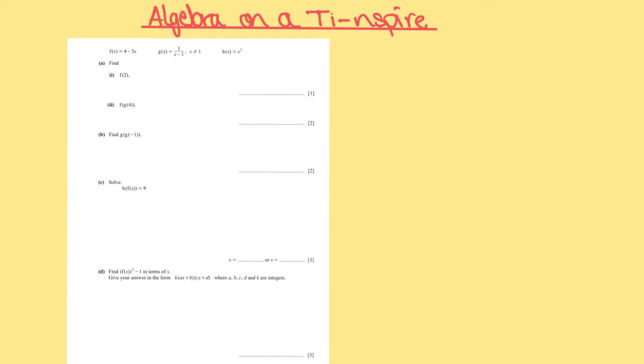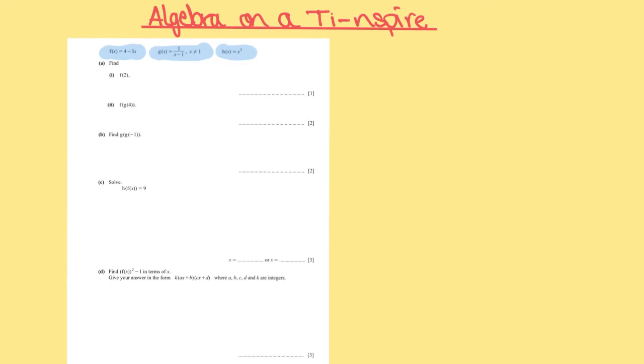The question starts by defining three equations. f(x) equals 4 minus 3x. g(x) equals 1 divided by (x minus 1) for any value of x apart from x equals 1. And h(x) equals x squared. Then throughout the question we are going to use those equations to find specific values. This can easily be done on a TI-Nspire.